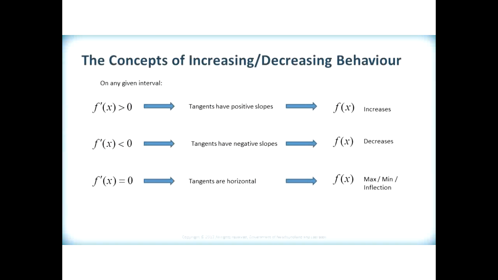So the concepts of increasing and decreasing behavior on any given interval: if the first derivative of a function is positive, that means the tangent lines have positive slopes, and therefore the function f of x is increasing. We saw that before, but we're just going to review these concepts real quickly. If the first derivative is negative, the tangents have negative slopes everywhere on that interval, and therefore f of x would have to be a decreasing function. And if the first derivative is equal to 0, then the tangents would be horizontal, which typically means at that point we either get a maximum value, a minimum value, or something called an inflection.